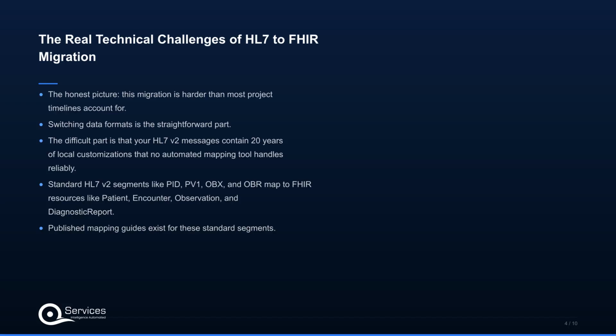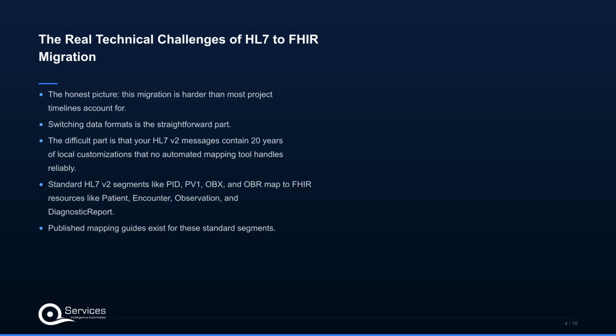Now, the real technical challenges of HL7 to FHIR migration. The honest picture, this migration is harder than most project timelines account for. Switching data formats is the straightforward part. The difficult part is that your HL7 v2 messages contain 20 years of local customizations that no automated mapping tool handles reliably. Standard HL7 v2 segments map to FHIR resources. Published mapping guides exist for these standard segments.